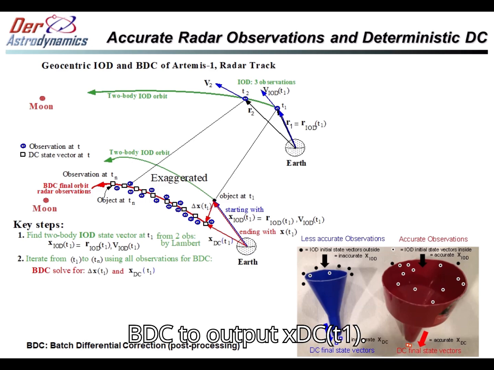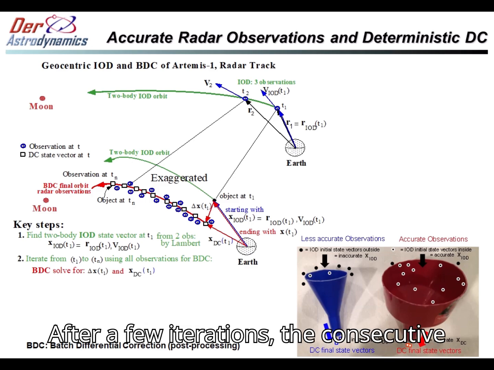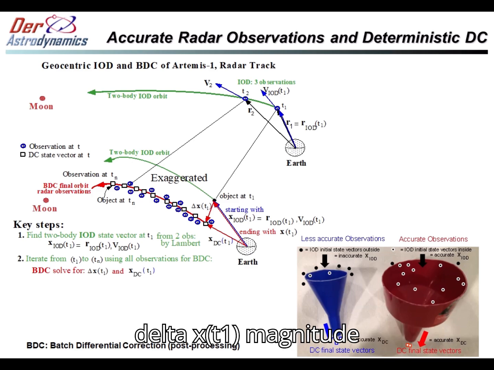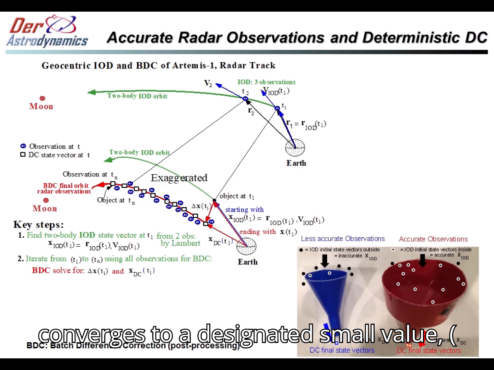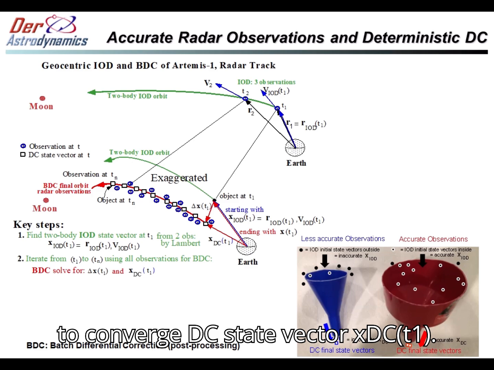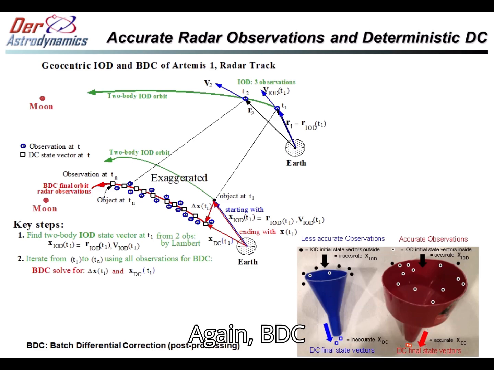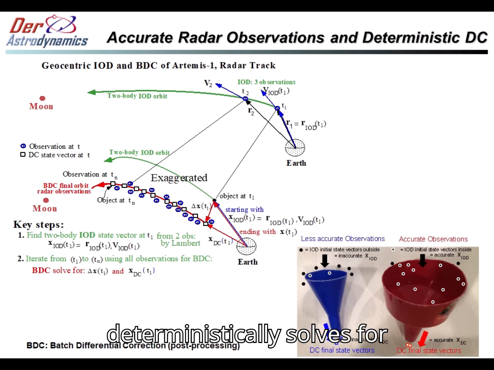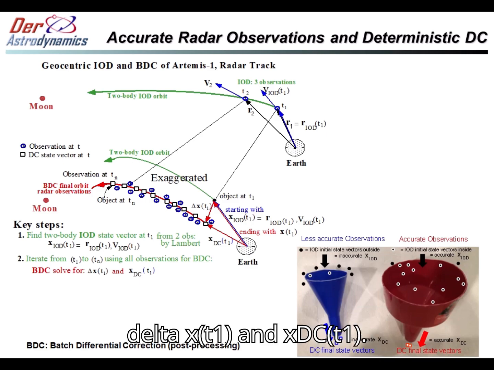to output XDC-T1. After a few iterations, the consecutive delta XT1 magnitude converges to a designated small value, say 1 meter, and then output the converged DC state vector XDC-T1. Again, BDC deterministically solves for delta XT1 and XDC-T1.